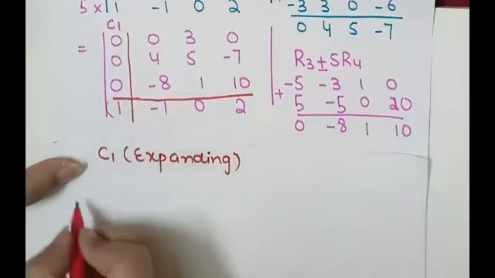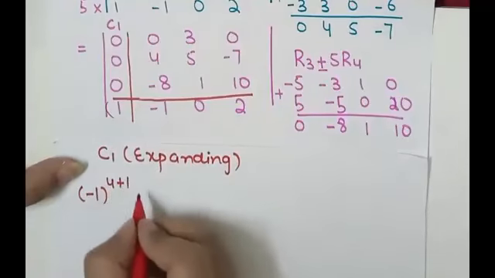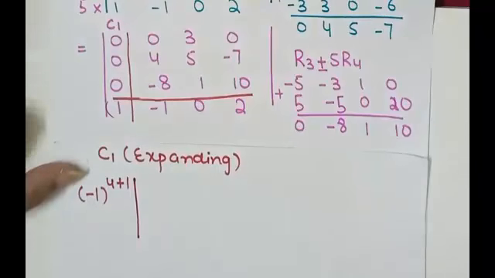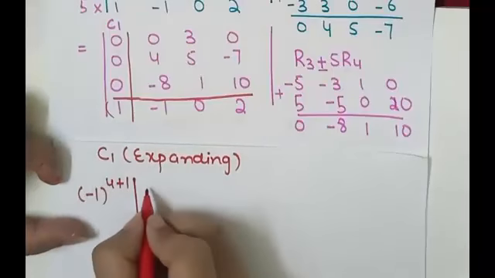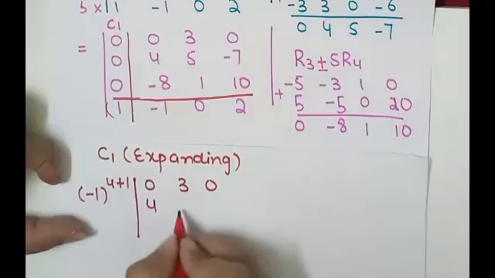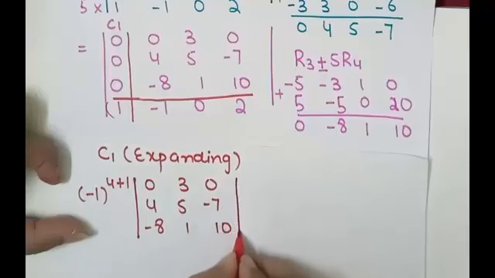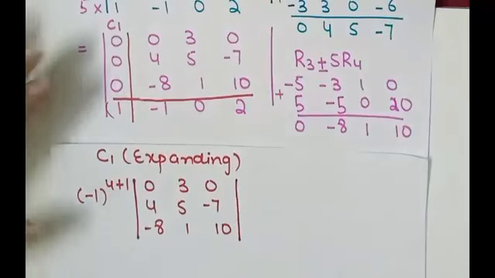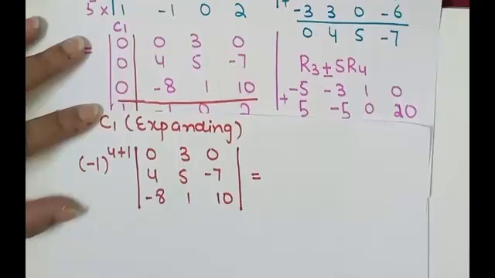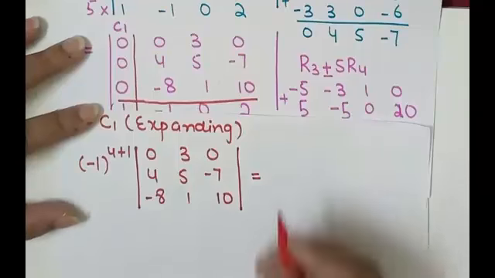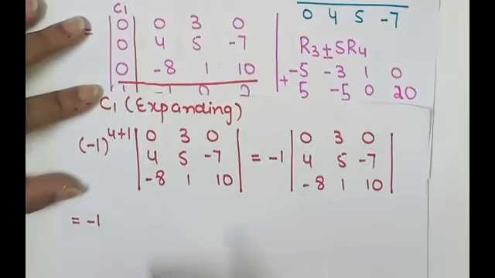So first we are expanding through column 1. To find the cofactor of this term, we have minus 1. This is 4th row and first column. And for the minor of M41, we skip the 4th row and first column. So we have 0, 3, 0, 4, 5, minus 7, minus 8, 1 and 0. Right? So we have minus 1 to the power 4 plus 1, which is equal to 5. So minus 1 to the power 5 is minus 1. Now we will expand.